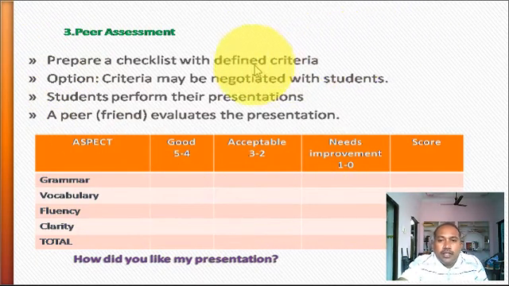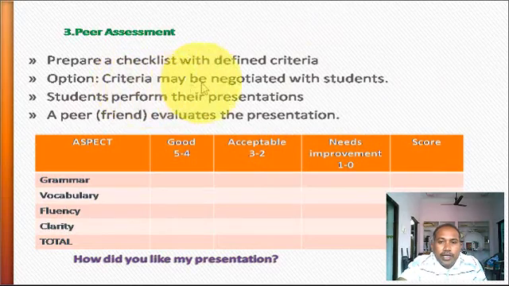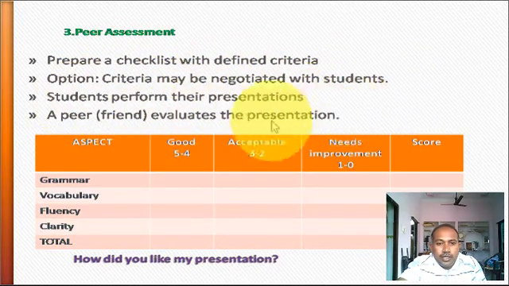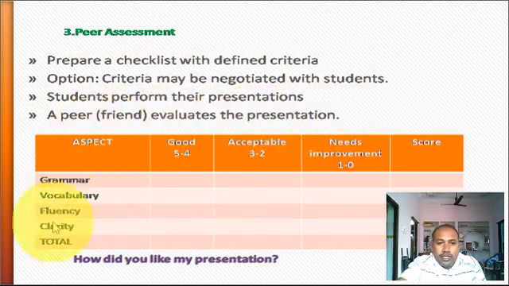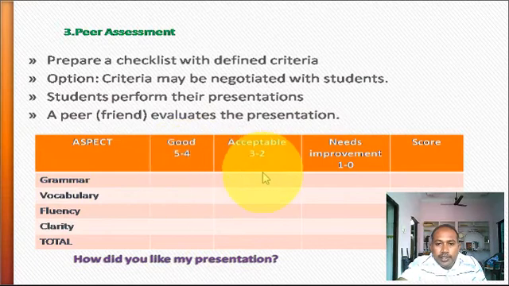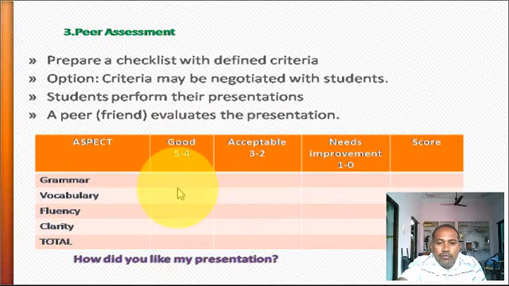Prepare a checklist with defined criteria. Criteria may be negotiated with the students. Students perform their presentations. A peer evaluates the presentation by using these rubrics. The grade is on a 5-point rating scale, and if their grammar is good, you can give 4 or 5 marks and it is treated as good.